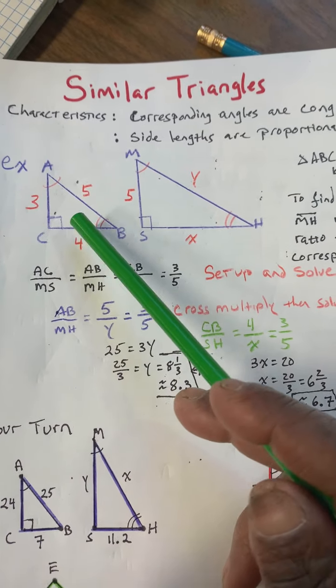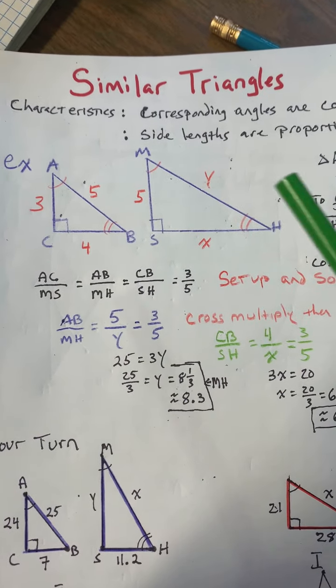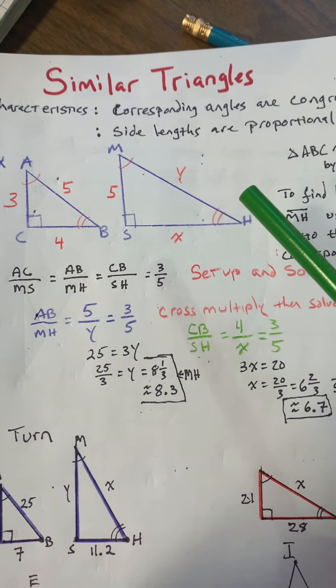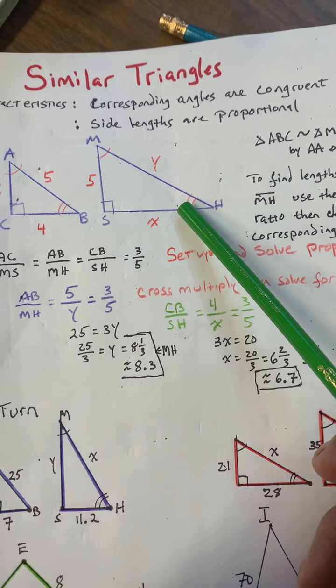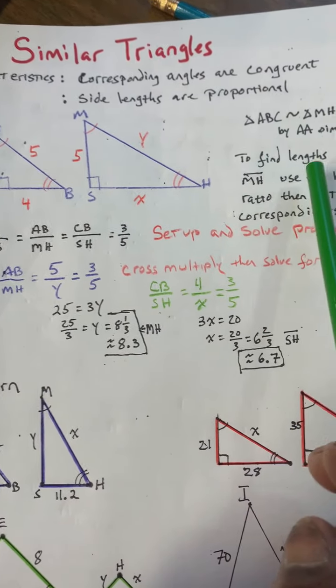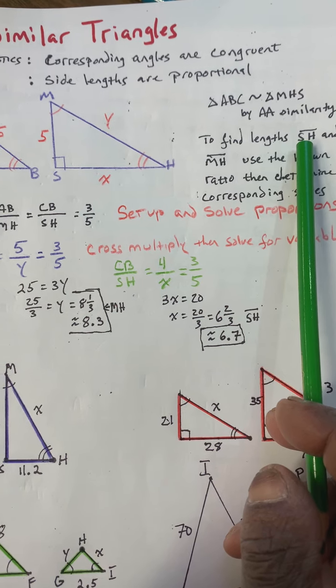That means that the third angle must be congruent because all three angles of triangles add to 180. So if two of them add to that, the third one has to be equal to each other. So these two triangles are similar because they have two angles that are congruent. Angle, angle, similarity. Now, if we want to find the lengths, that's what we're trying to get to, the lengths of the missing sides.